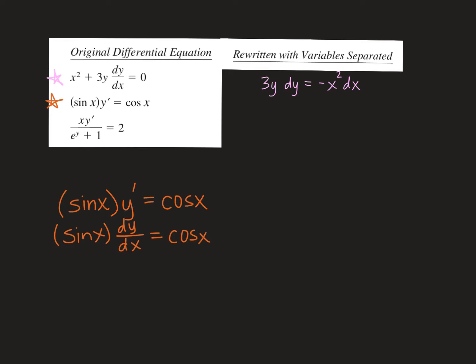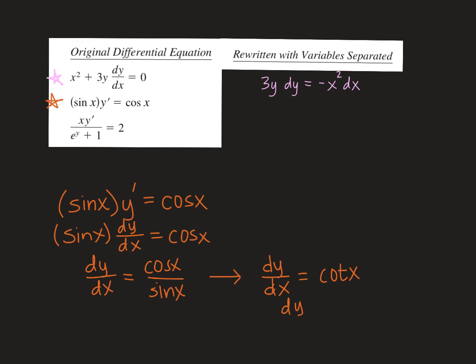And so we can also see that we don't really have anything with y in it. We have just most things with x. So I'm going to divide both sides by the sine of x. So we'll have dy dx equals the cosine of x divided by the sine of x. And then we realize that cosine divided by sine is cotangent of x. Multiplying both sides by dx in order to fully separate our variables will give us that dy equals cotangent of x dx.